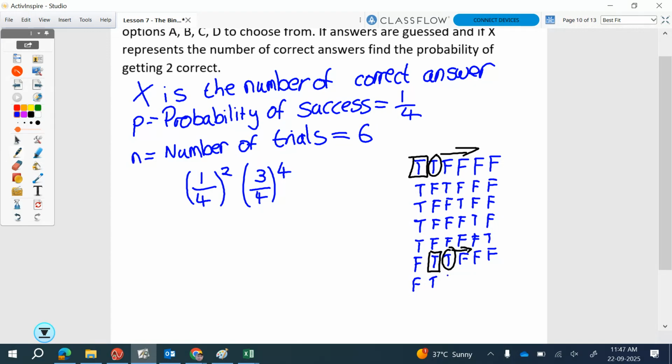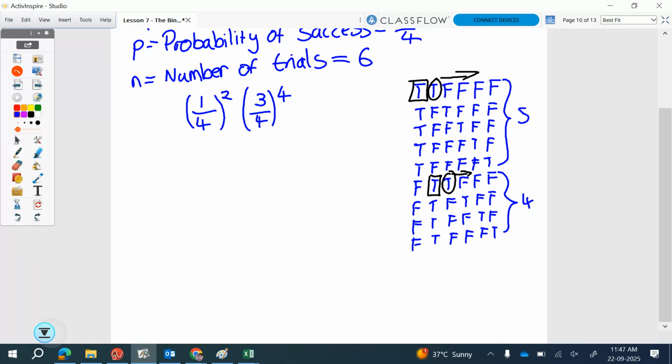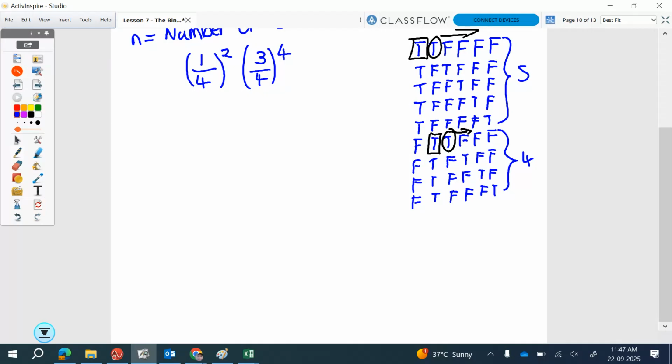So this one has to be true. This one's going to be false, true, false, false. False, true, false, false, true. False, true, false, false, false, true. So, how many were there here? Here there's 5. How many are here? Why is there one less? Because the one that's already. So we'll get less and less each time.